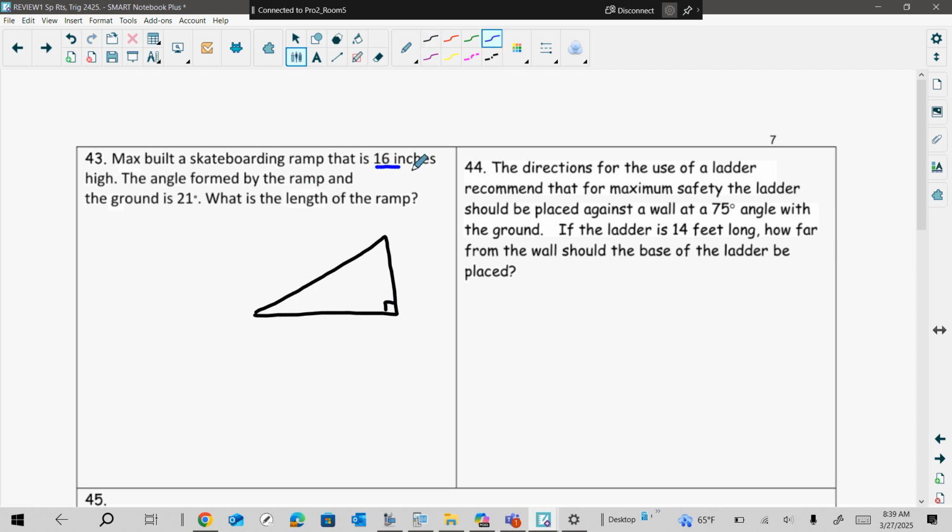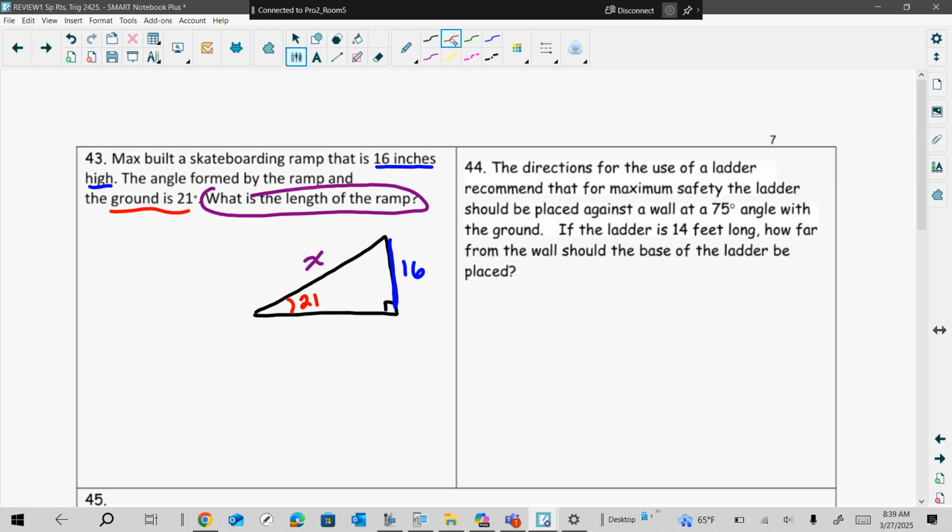So if it's 16 inches high, that's this vertical distance. So that's the 16. 21 degrees with the ground. That's the 21 should be above the horizontal line. And it says, what is the length of the ramp? The ramp is the hypotenuse.